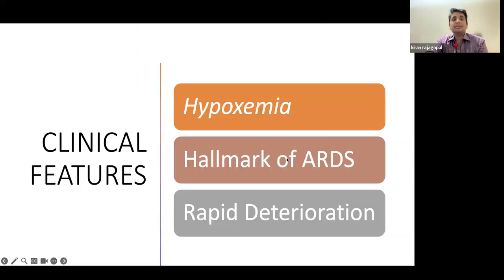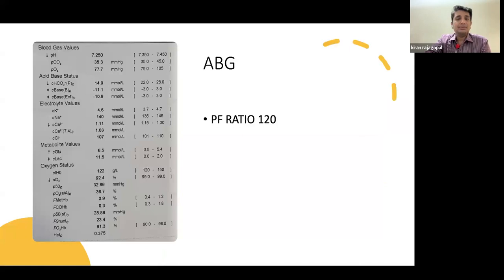Now coming to the clinical features, the typical clinical feature is hypoxemia. Even though you keep him on oxygen, his oxygen levels won't increase significantly. Hypoxemia is the hallmark of ARDS, and there will be rapid deterioration, as we saw in our patient. He was okay for the last 3 days, except for a fever and rhinitis, but on the 4th day, suddenly he desaturated and developed respiratory distress. So hypoxemia and rapid deterioration, plus other signs like tachypnea will be there. Okay, coming back to our patient.